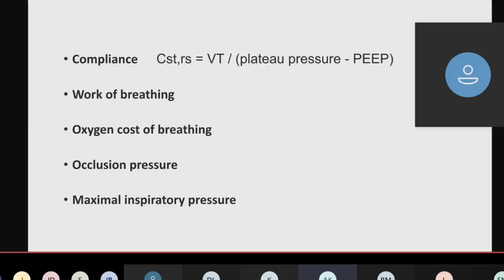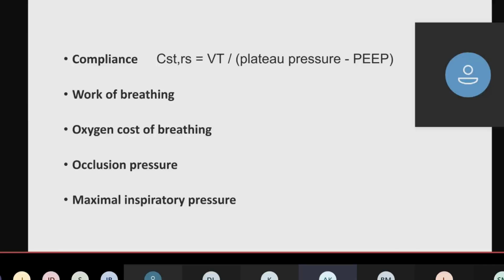Next is your work of breathing. Work of breathing can be calculated from the tidal volume and intrathoracic pressure. Again, it is an invasive measurement. You need an esophageal balloon. By this you can calculate the work of breathing. However, the precise value to discriminate whether this patient will tolerate extubation is not clear.